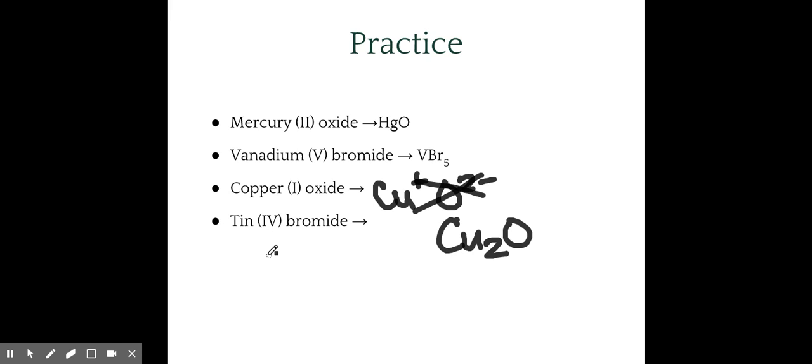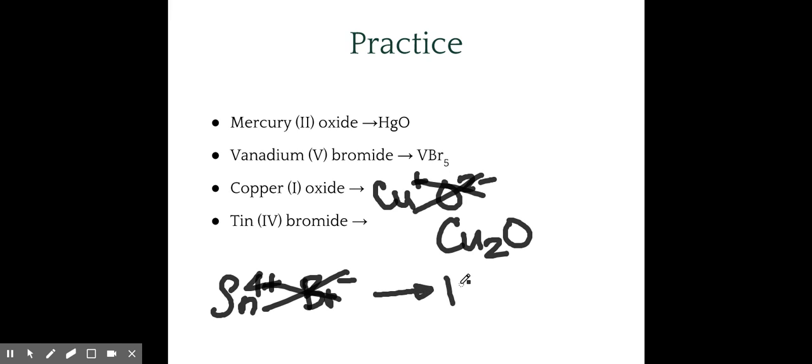When we look at tin 4 bromide, well, look at tin. What is tin's charge? That Roman numeral tells you that tin has a +4 charge. And again, we know it's positive because metals are always positive. So we're going to write tin with a charge of +4, and bromide with a charge of -1. When you crisscross those charges, you get SnBr4. Okay.